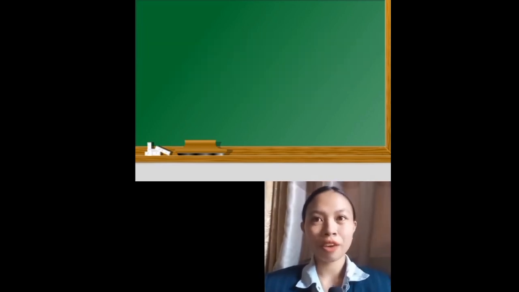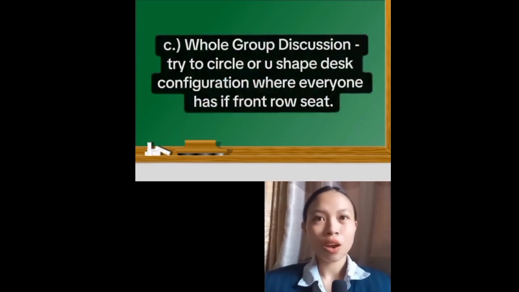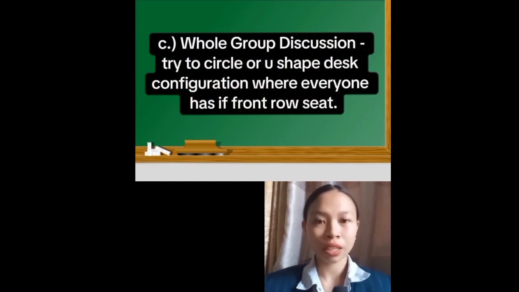And also we have whole group discussion. Okay, so here, try a circle or U-shaped desk configuration where everyone has a front row seat. A U-shaped or circular arrangement ensures all students can see and engage in the discussion. For example, a history teacher organizes the class in a U-shape for a debate on a historical event.